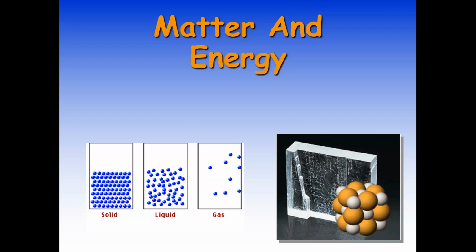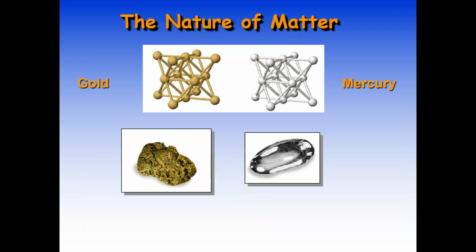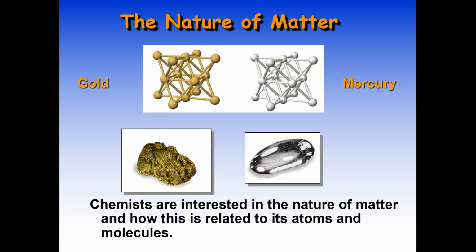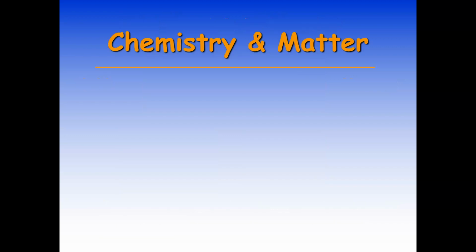Today we're going to be talking all about matter and energy. So what is the nature of matter? We have gold and we have mercury, and on an atomic level they look pretty similar, but on a macroscopic or with the visible eye level they look very different. So chemists are interested in the nature of matter and how this relates to its atoms and molecules. So why is matter the way it is, and how does this connect to that internal structure?